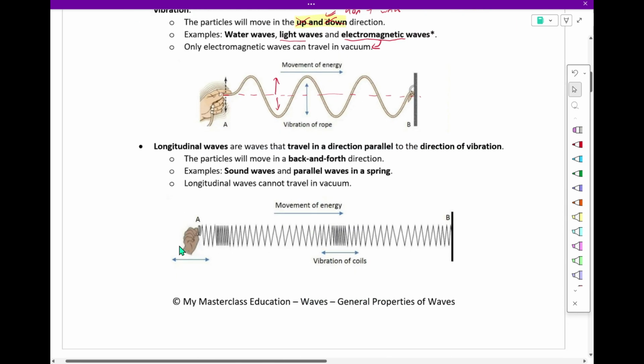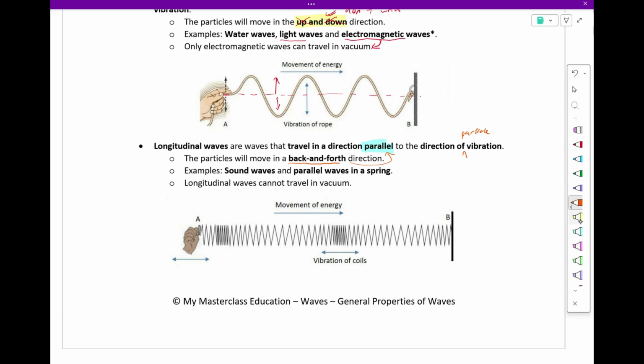All right. Then for longitudinal waves, the wave will move parallel to the direction of motion. Same thing, can you add in the words particle vibration? So wave motion is parallel to particle vibration. You move back and forth. Same thing, back and forth is very, very relative. Try to write parallel as much as you can.